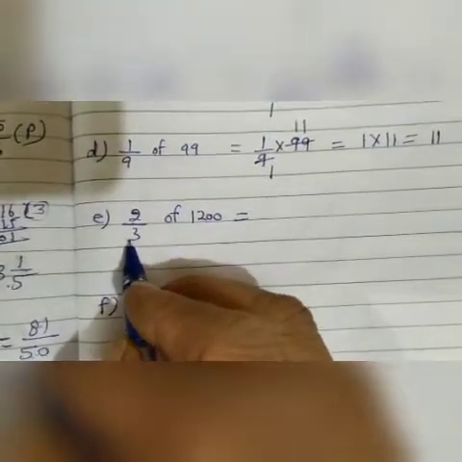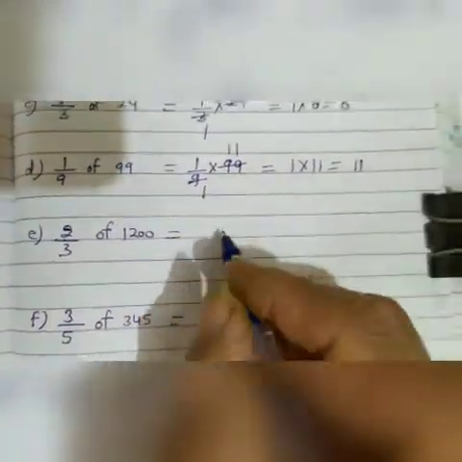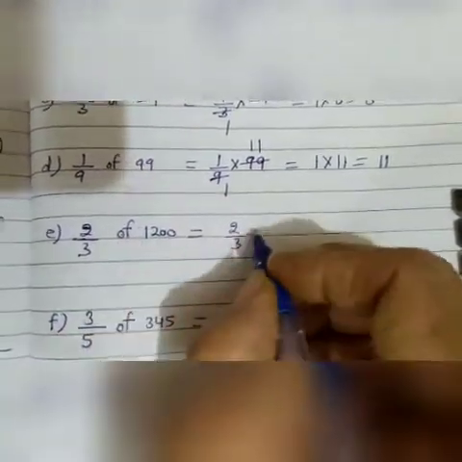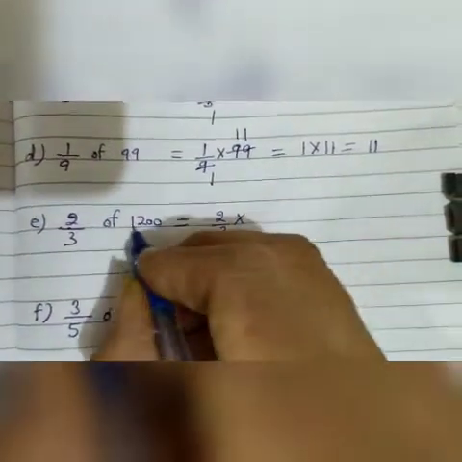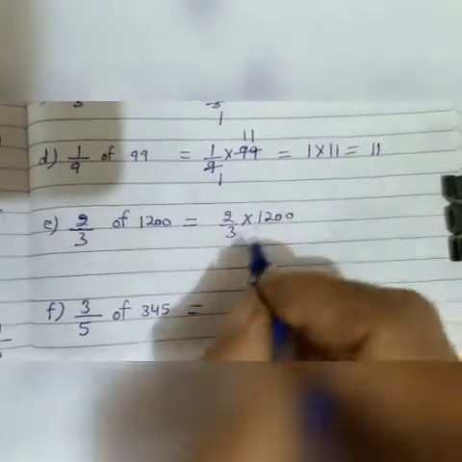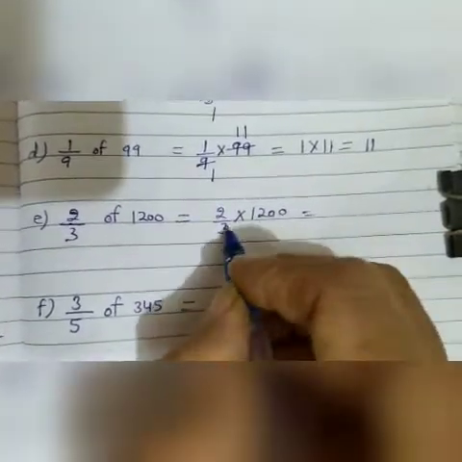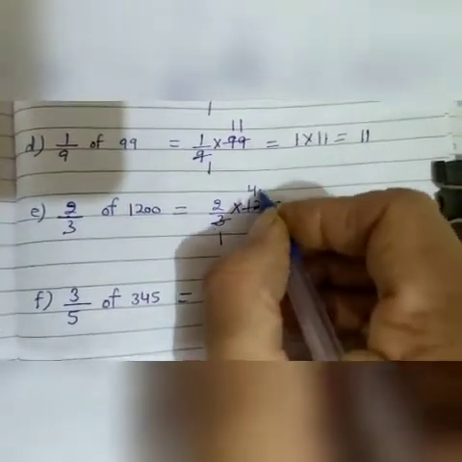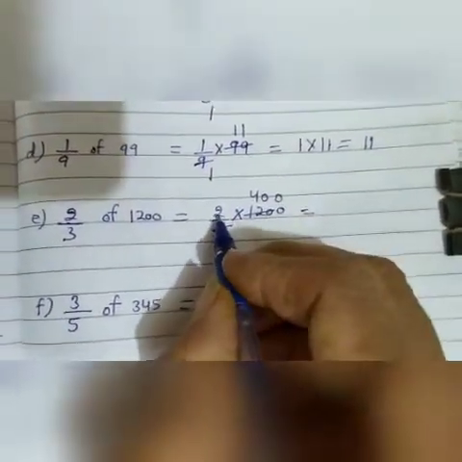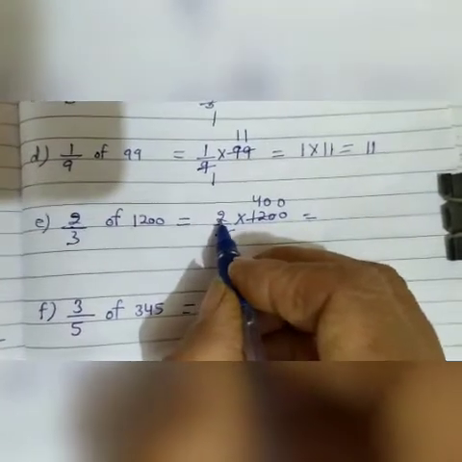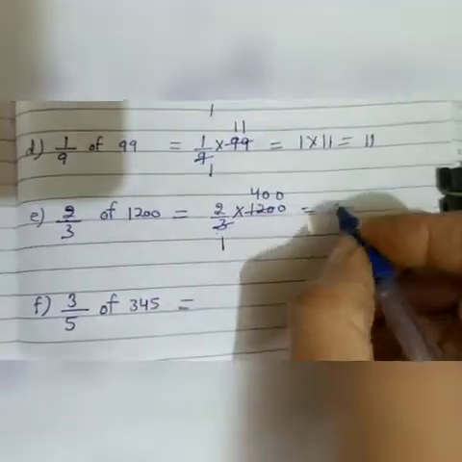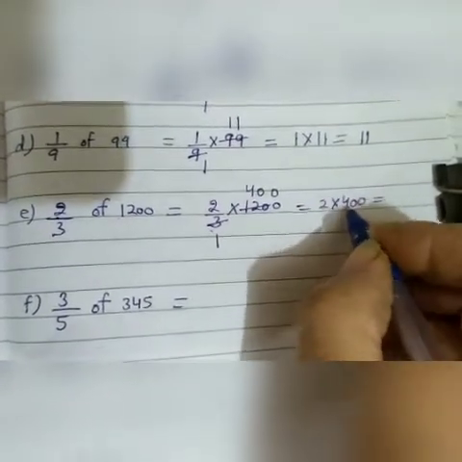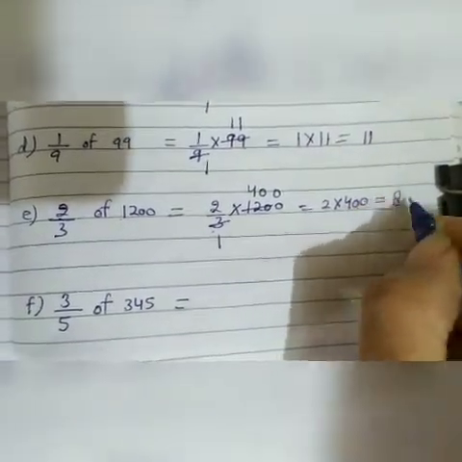Next, 2 upon 3 of 1200. 2 upon 3, in place of "of" we will write into, then this 1200. Now try to simplify this one. 3 ones are 3, 3 fours are 12, 0 0. This time it is not 1, it is 2. So 2 into 400, it will be 2 fours are 8, then this 0.